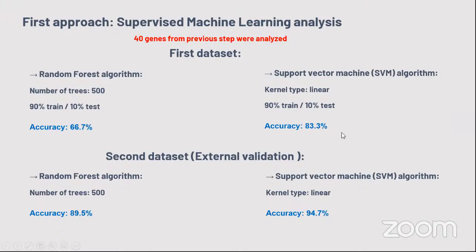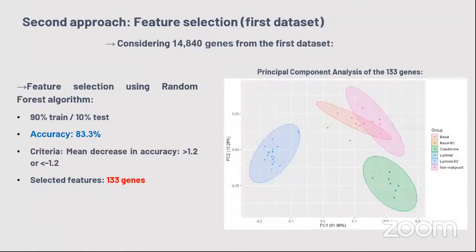So I think that these genes with the machine learning algorithm perform well. And then I worked on the second approach. In the second approach, I considered 14,000 genes from the first data set. I also performed the feature selection using random forest. In that case, I used an accuracy larger than 1.2 or smaller than minus 1.2 because the numbers were lower in comparison to the other feature selection. And as a result, I got 133 genes.